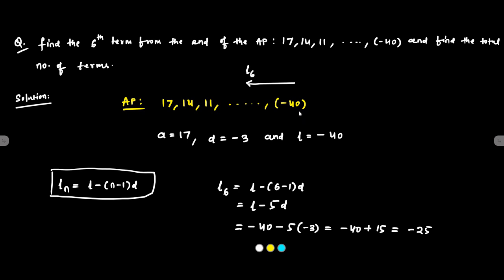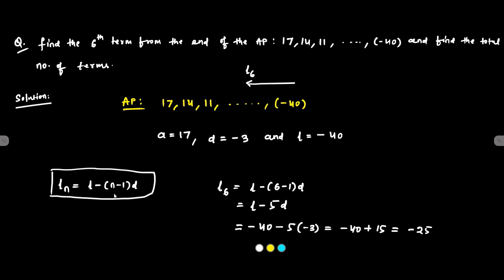Also, we have been asked to find the total number of terms. So here we'll do this in a different way. In the previous question we used the general nth term formula from the first, that is Tn is equal to a plus n minus 1 d. Here we'll use the general nth term formula from the last, that is L minus n minus 1 d. So how can we use this formula to determine the total number of terms?